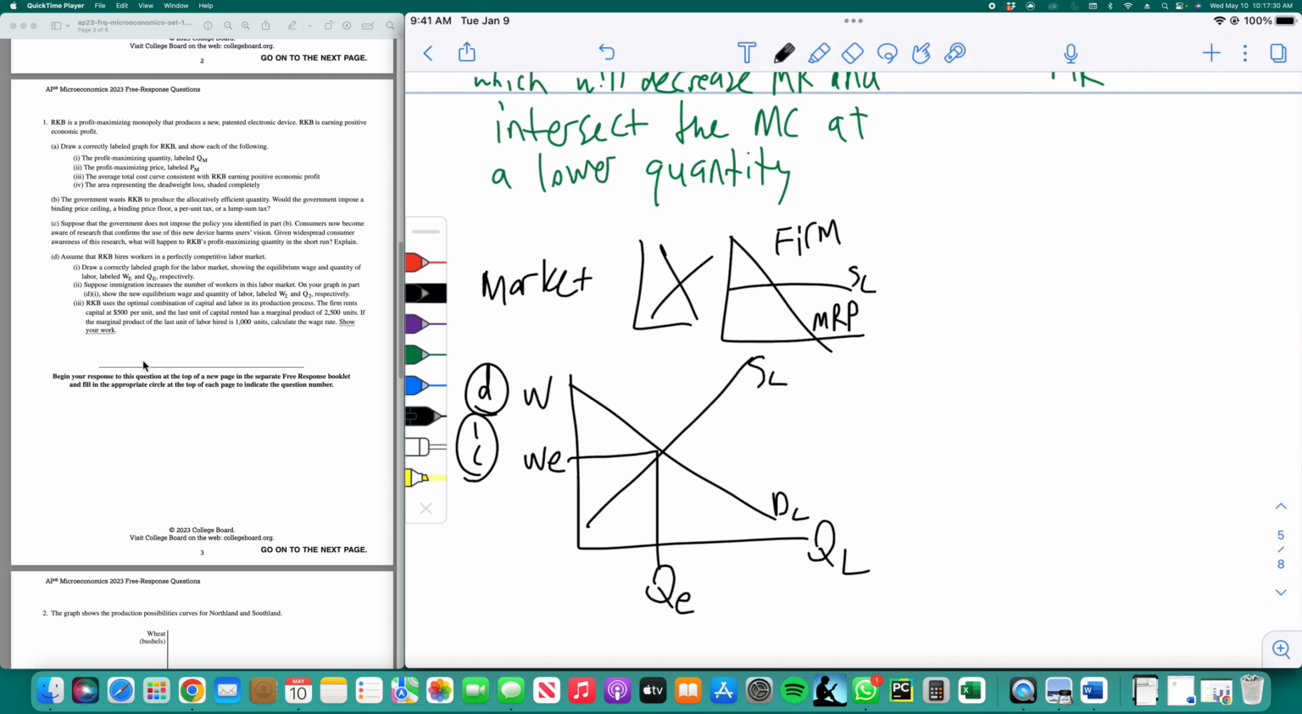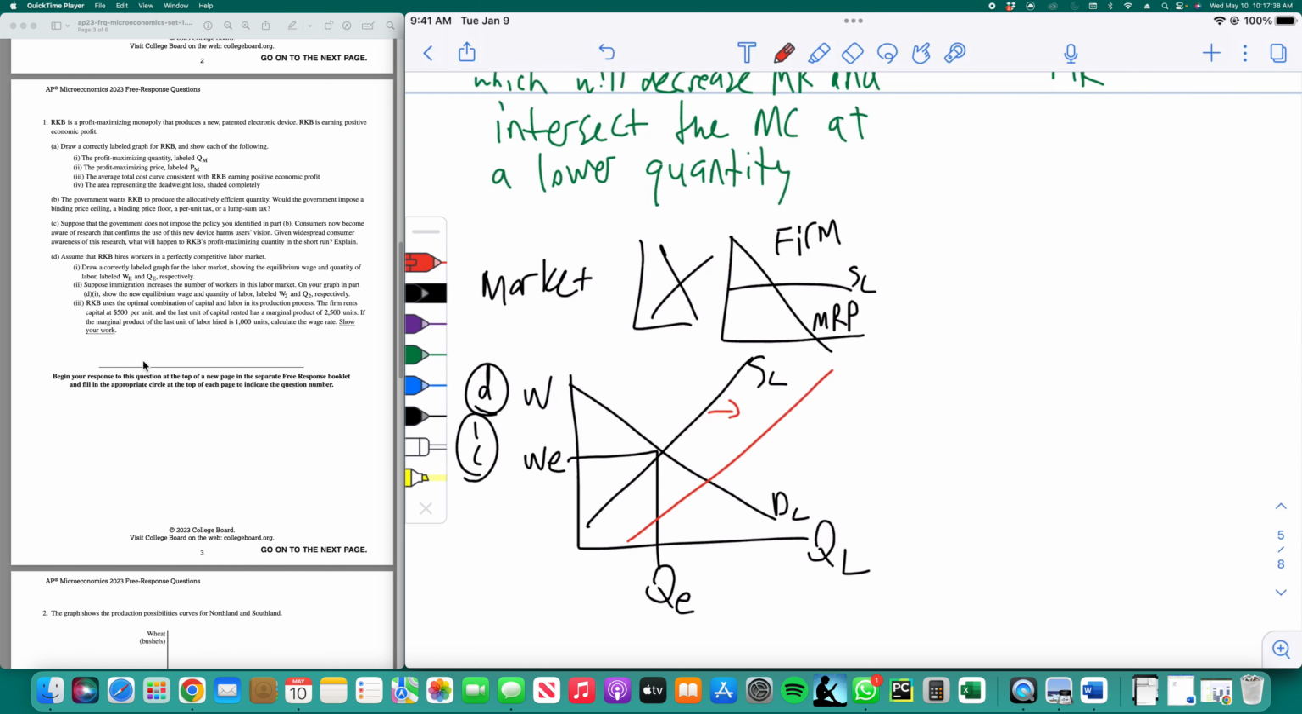So what happened? We have more workers. This will change the supply. So we will increase the supply of labor, SL2, and this is going to create a new equilibrium, W2, Q2, and I like to put in the arrows about what happened. Okay, so that's all you need to put for DII.